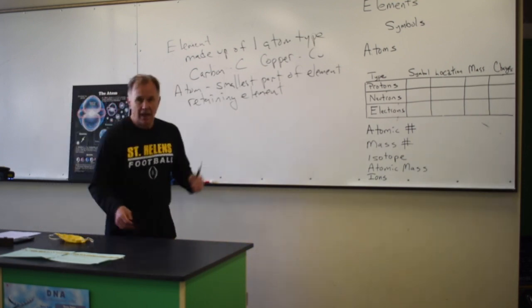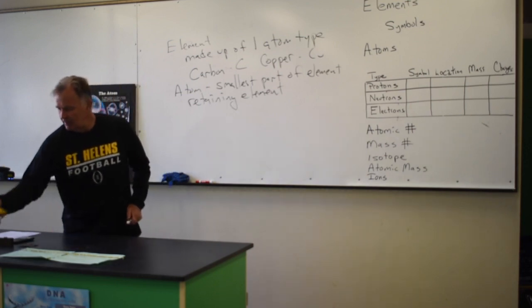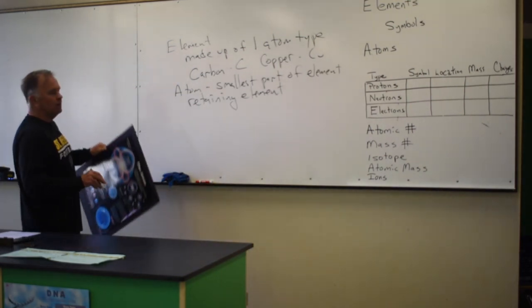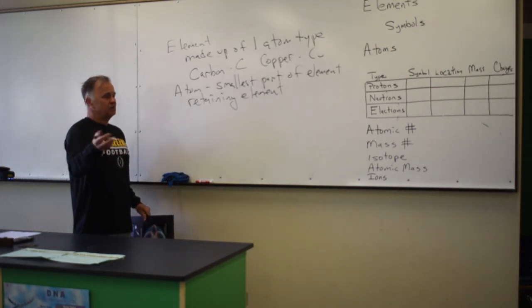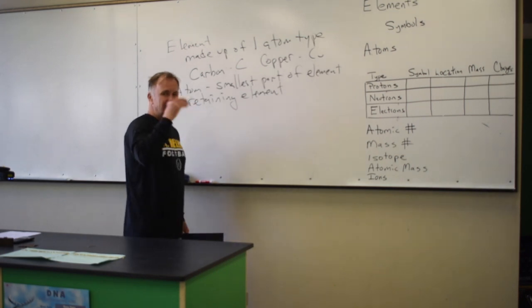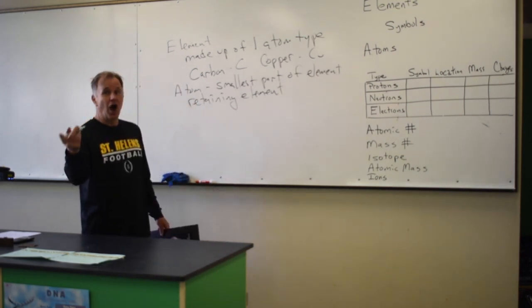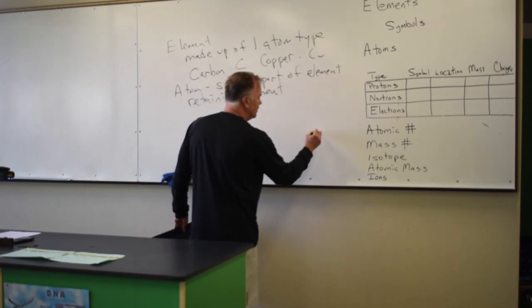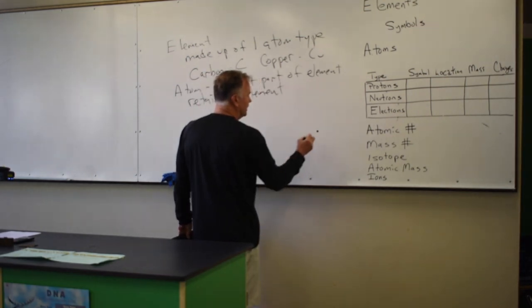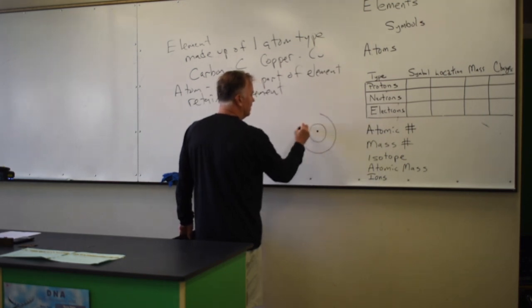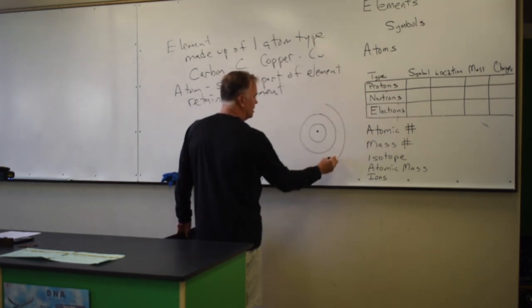So atoms are really small. So to look at them, we need to use models. You're familiar with a lot of atoms. If I asked you to draw an atom, you would probably do something like this. Let's say I asked you to make an oxygen atom. You would probably put a little dot in the middle, and then put these rings around it like that. And that is a really good model.